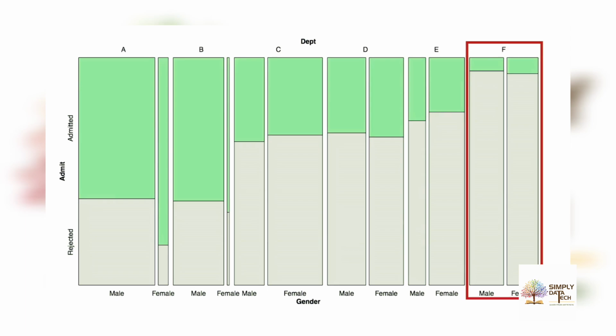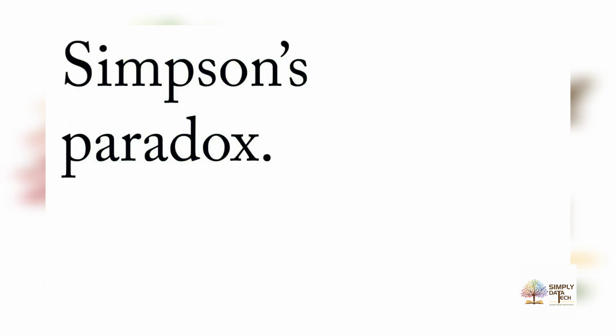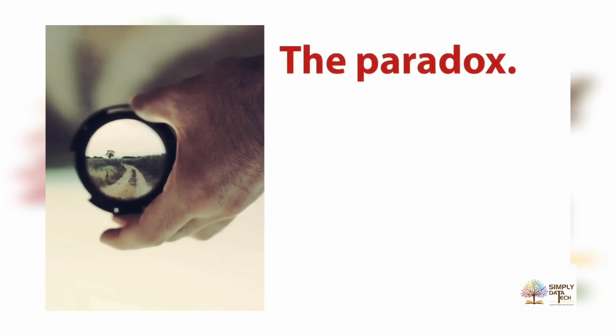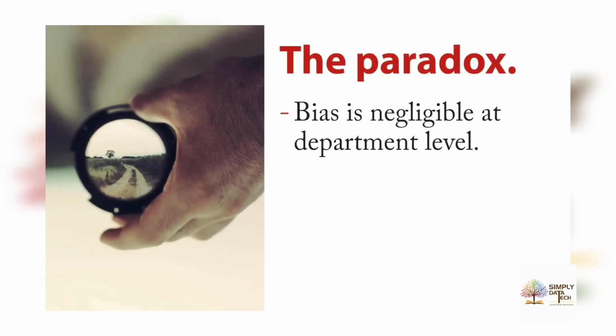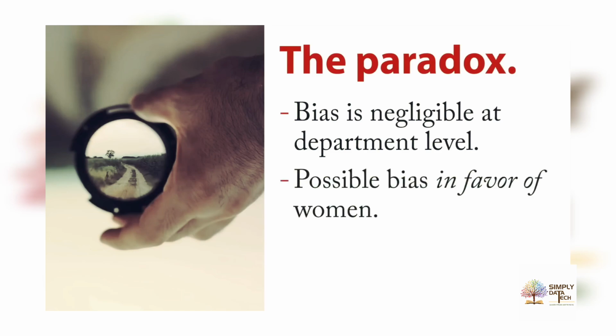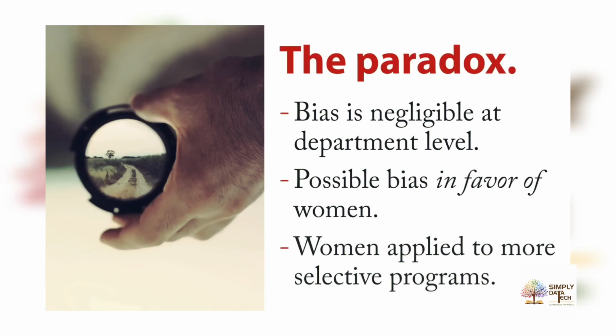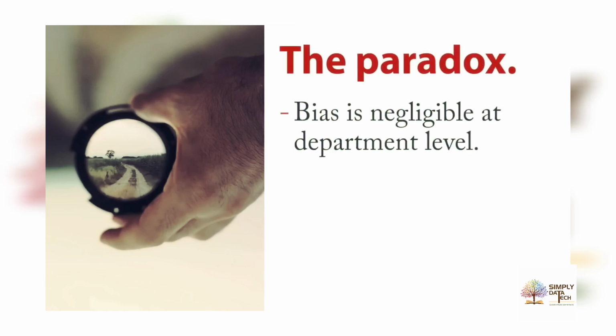Now, in statistics, this is known as Simpson's paradox. Here's the paradox: bias may be negligible at the department level. In fact, as we saw in four of the departments, there was a possible bias in favor of women. The problem is that women applied to more selective programs with lower acceptance rates. Some people stop right here and say, therefore, nothing's going on, nothing to complain about. But that's still ending the story a little bit early.